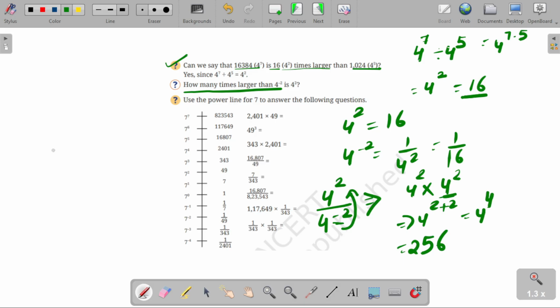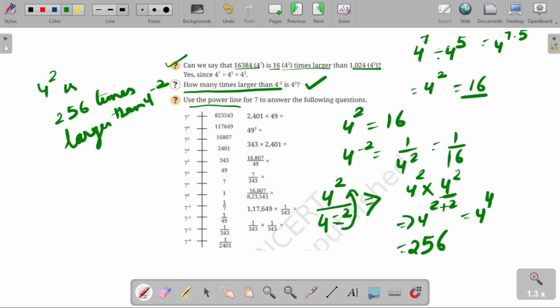That means what they are saying, 4 square is 256 times larger than 4 raised to minus 2, right? This is the answer of this question. Hope this is clear to you. Now, use the power line of 7 to answer the following questions.